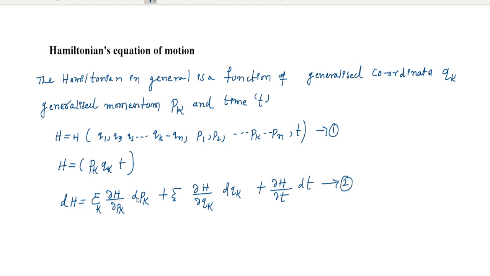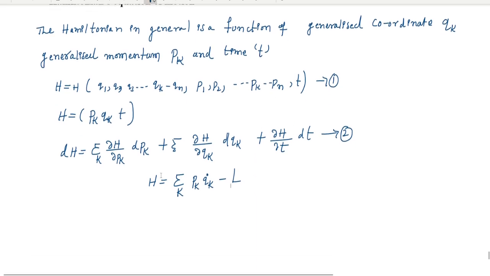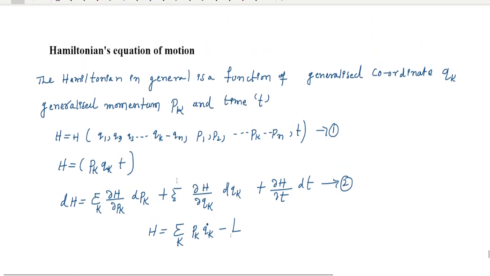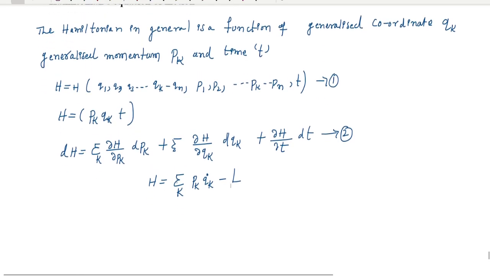From the definition of a Hamiltonian function, H equals generalized momentum p times generalized coordinate dot, minus the Lagrangian. This is our Hamiltonian function, not the Hamiltonian equation. Now we are going to derive the Hamiltonian equation of motion.